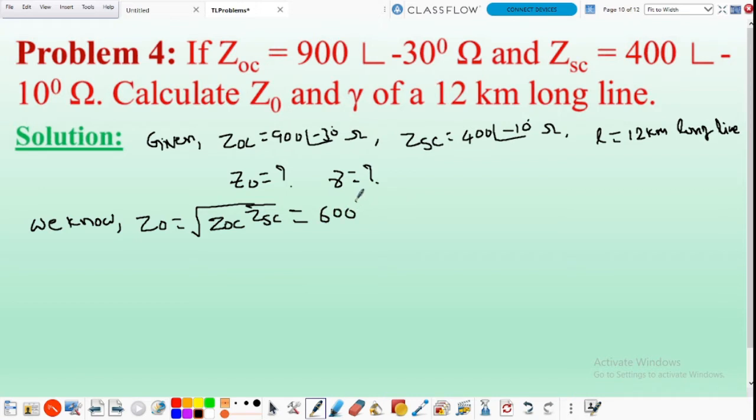And what is the phase angle? Minus 30 degrees plus minus 10 degrees gives minus 40 degrees. The square root takes minus 40 degrees divided by 2, so that is minus 20 degrees. And this is the value of the characteristic impedance.